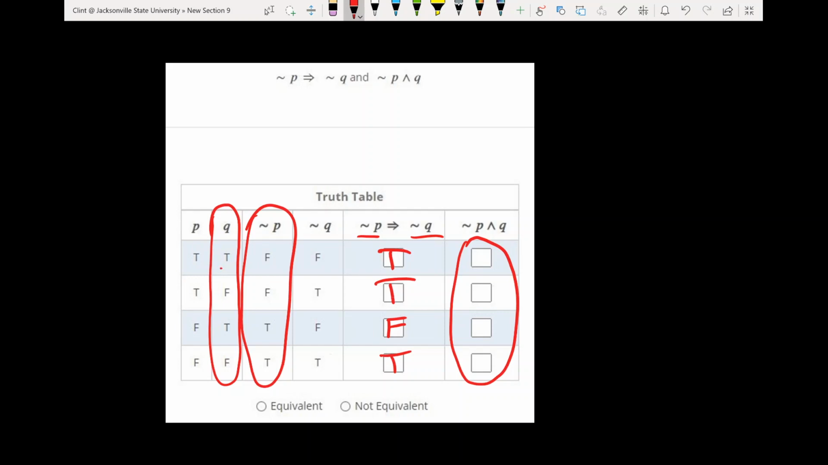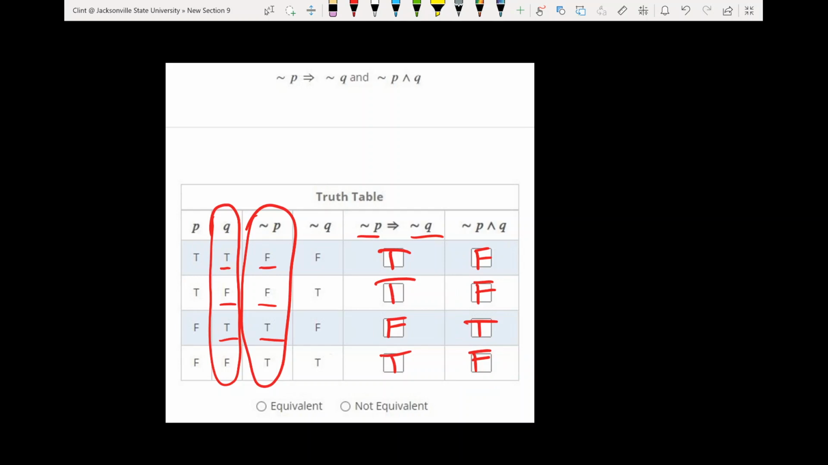So if we look here, we've got true, false. So that's going to be false. They're not both true. False, false. Going to be false. True, true. That's what we need. So if we have true on both parts, then our compound statement is true. And on the last one, we got false, true. So that one's going to be false.